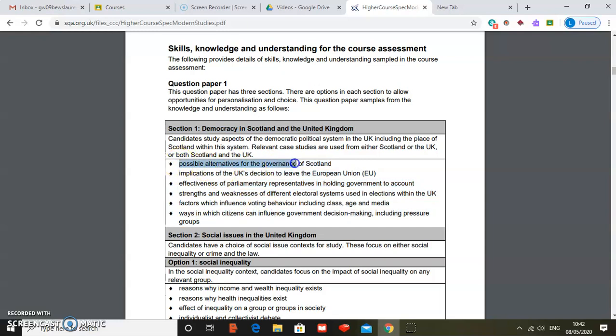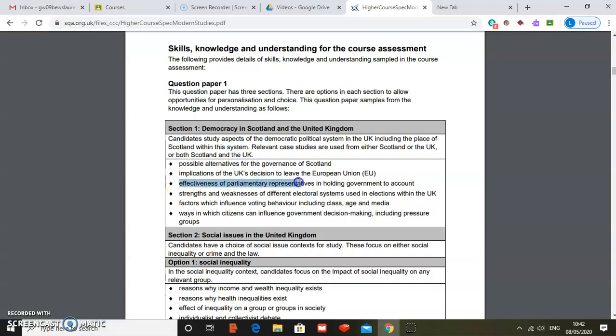So, possible alternatives for the governance of Scotland. This could talk about things like independence, devomax, or more powers for Scotland, and how it should be ruled. The implications of the UK's decision to leave the European Union. So this is looking at the positives and negatives of Brexit, although this is kind of up in the air just now, obviously with COVID-19, but the reality is we could still potentially have a question based on this.